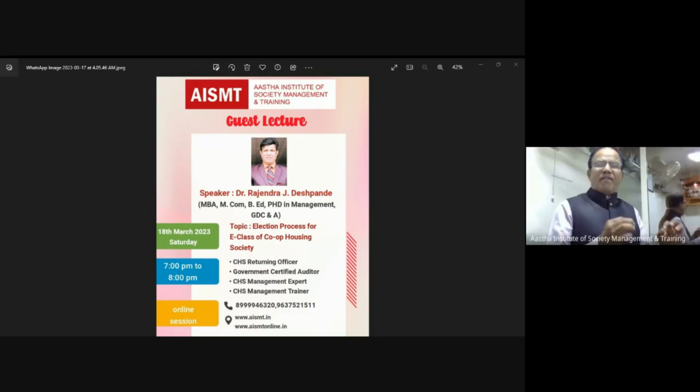This is a very important lecture of paper one. There is one separate topic for the election process. Today I'm here because Deepak sir and Savan sir invited me and gave me the opportunity for this burning issue, a very important topic, because nowadays there is a boom of the election process. That's why under GDC&A, one special topic is given there.